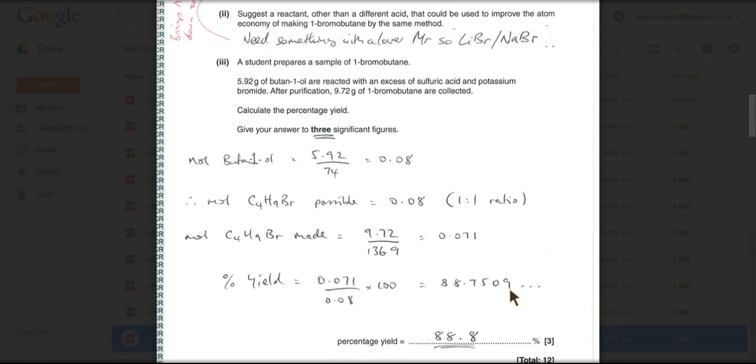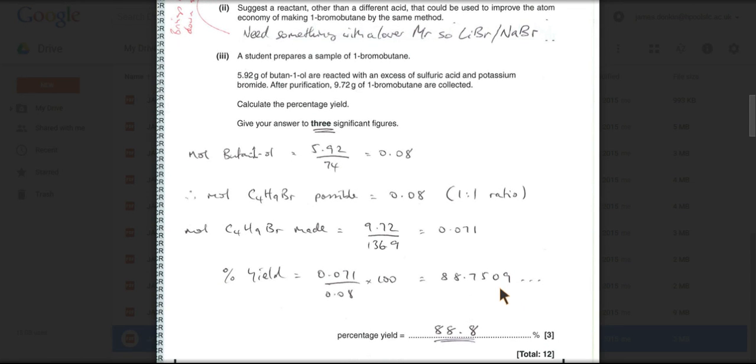And we have to give our answer to 3 significant figures. So there's our third number there. Check the fourth one, that's a 5, so this goes up to an 8. So it's 88.8.